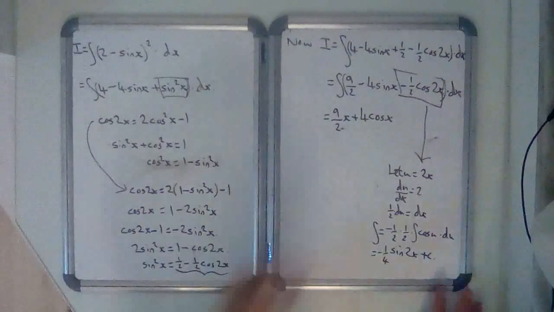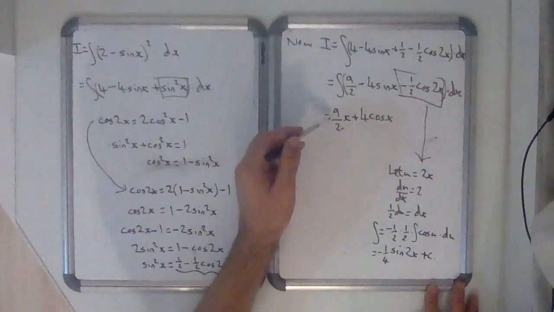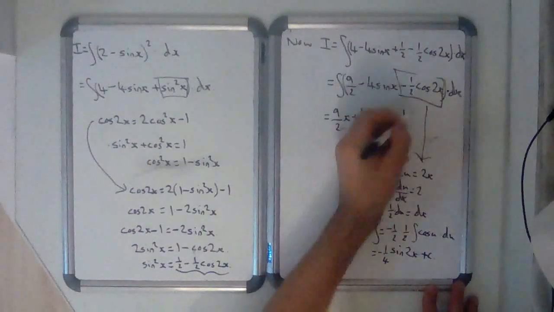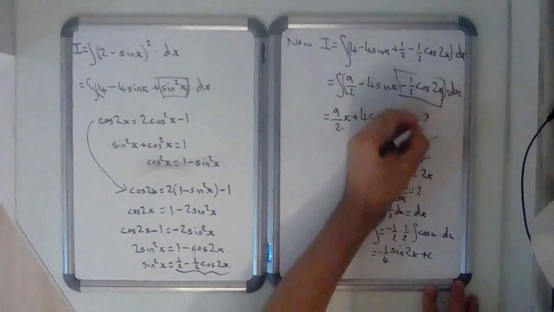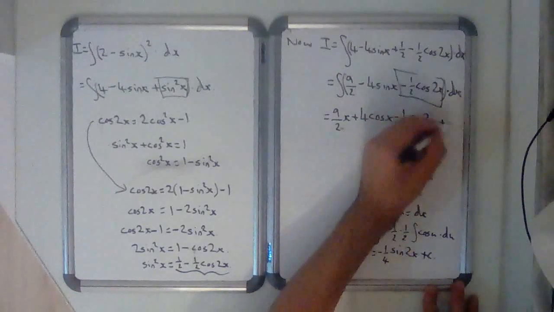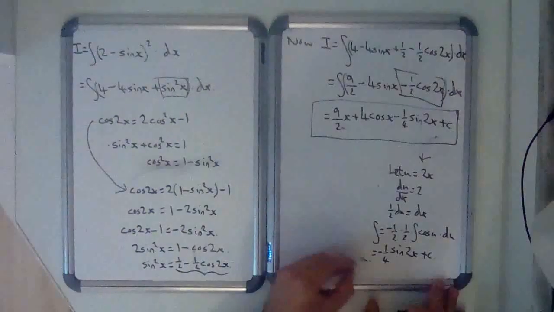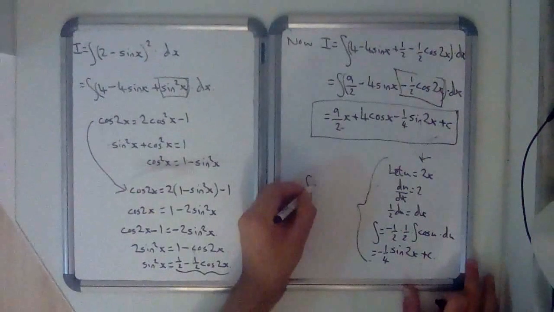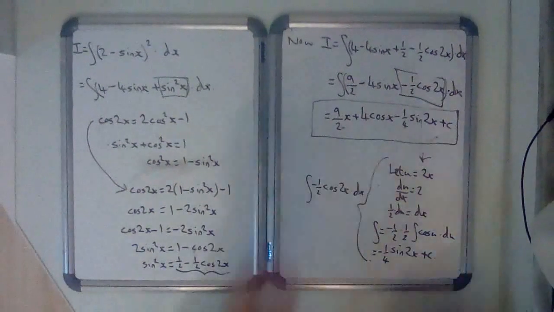So then I can just write this up here. So my final answer is 9 over 2 x plus 4 cos x minus a quarter sine 2x plus c. That is my final answer. All of this was just to find the integral of minus a half cos 2x with respect to x.